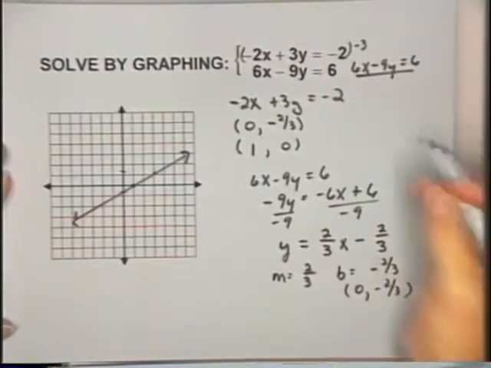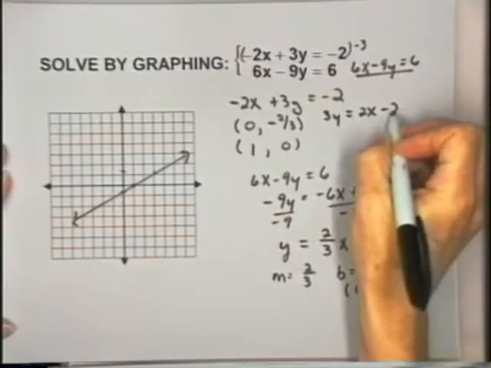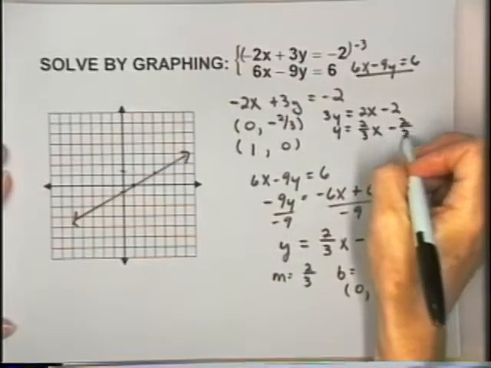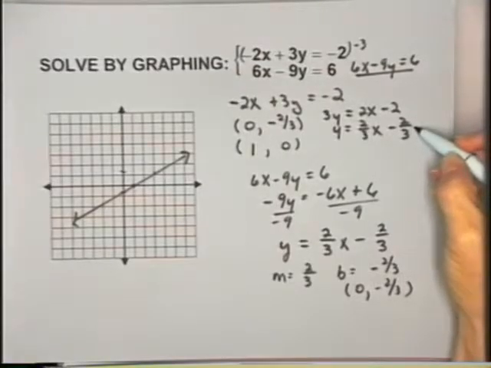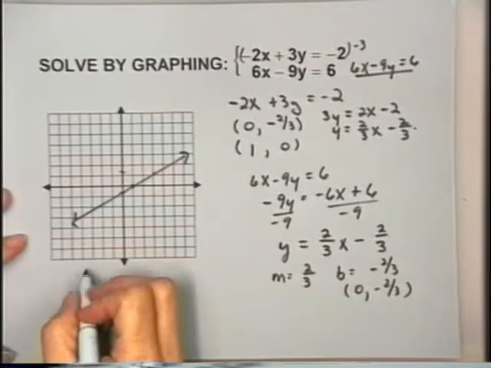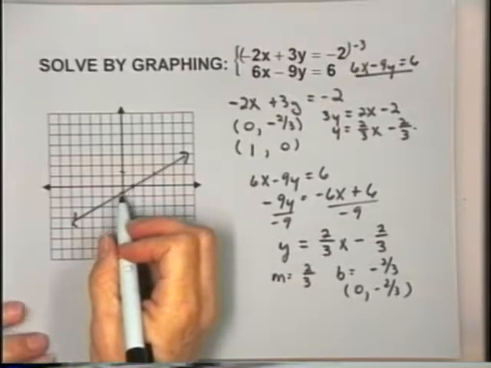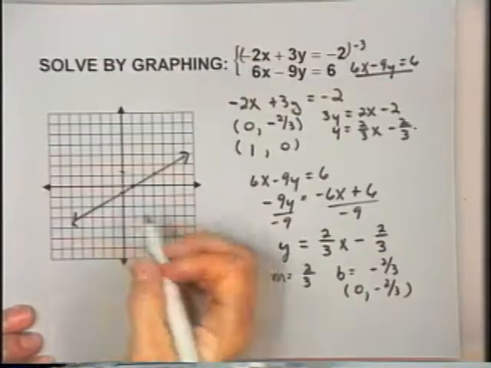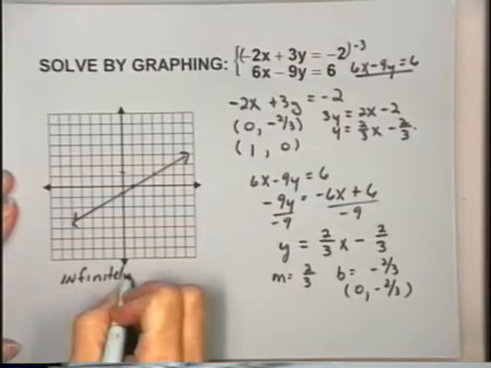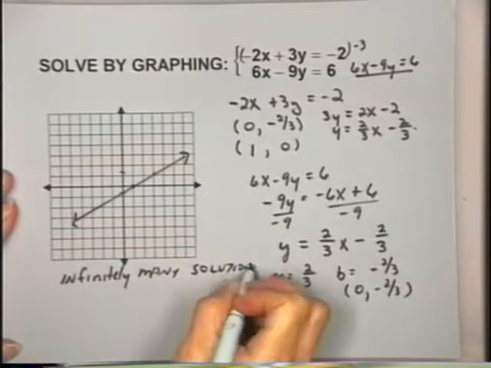Something else you could look at, if I had chosen to solve this equation for y, notice I would have added 2x to both sides. And then when I divided by 3, I would get 2/3 x minus 2/3. Notice that equation is exactly like this one. At any rate, what we see is that every point on this line is a solution to both of our equations. The graph is the very same line. So we have infinitely many solutions. Every point on the line is a solution.